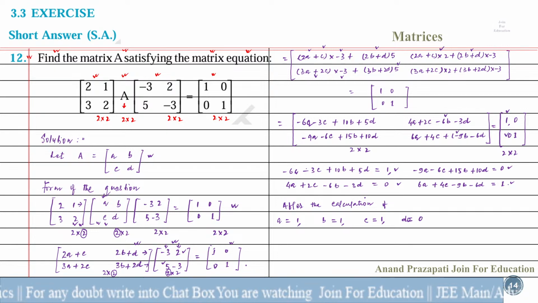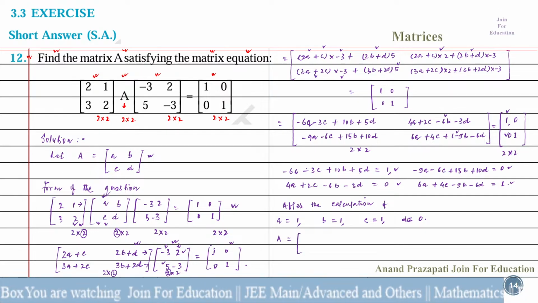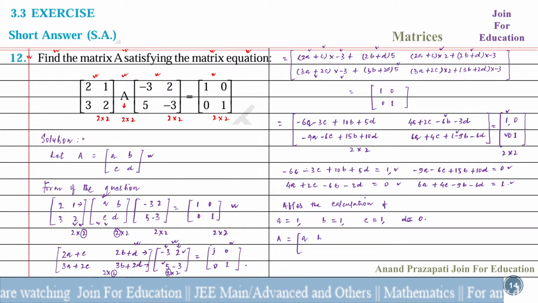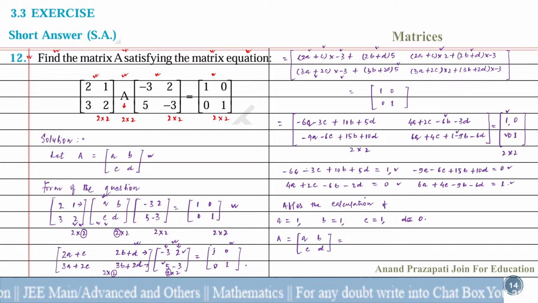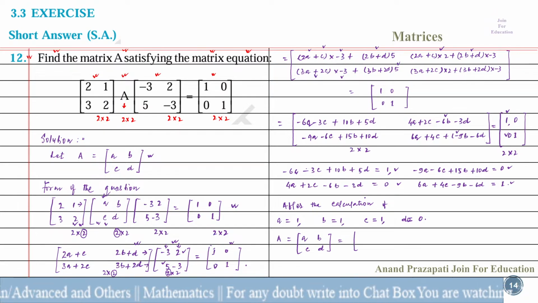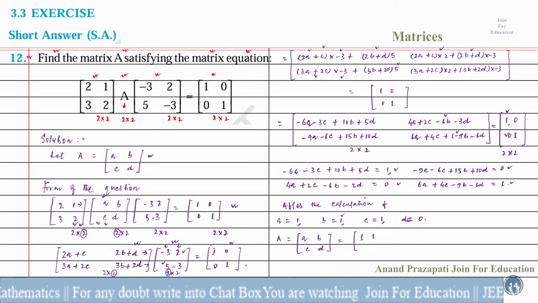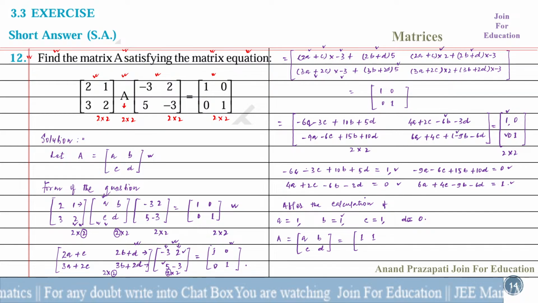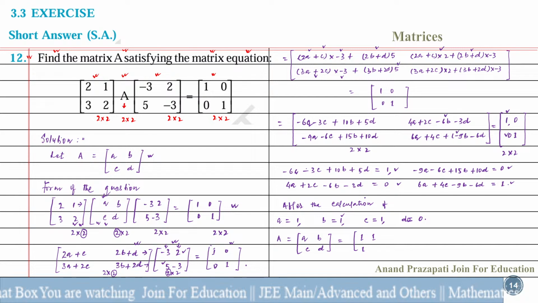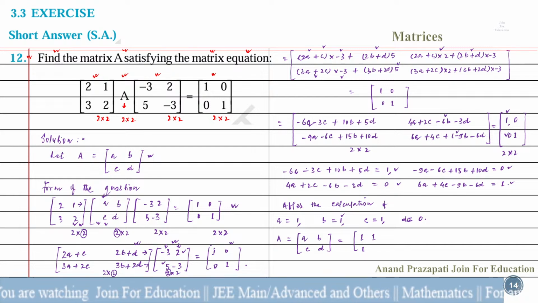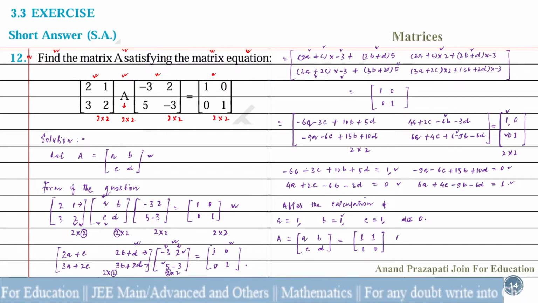Therefore, a equal to a, b, c, d. After putting the value of a, b, c, d, we get here what? 1, b is 1, c is 1, and d is 0. So this one will be the answer of this question.